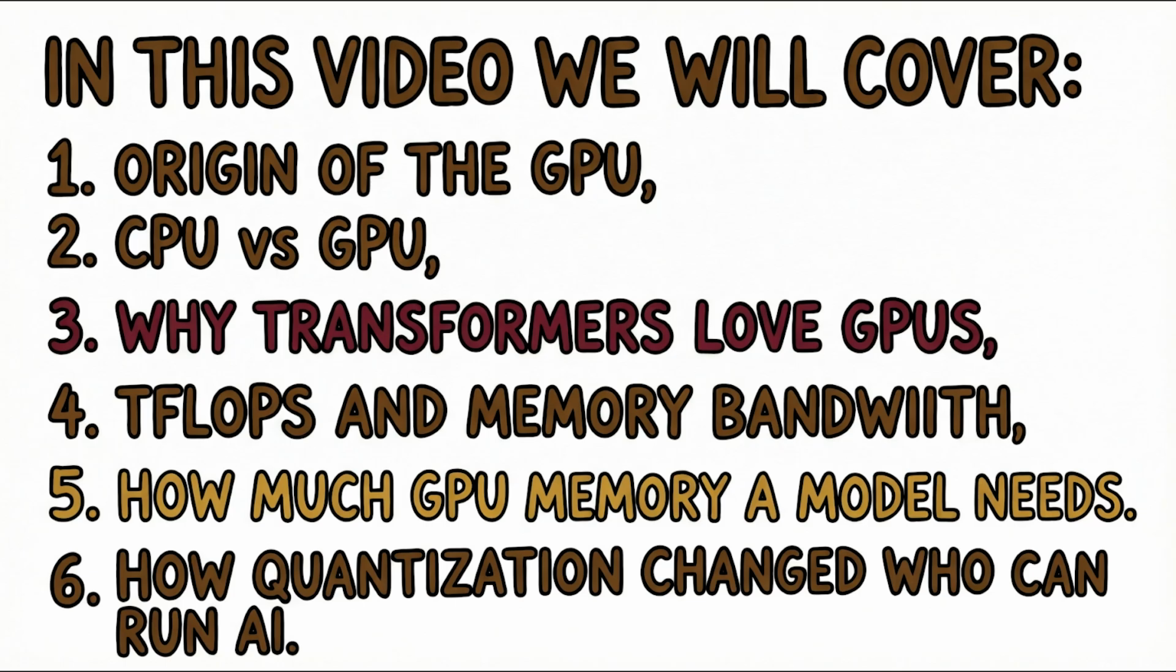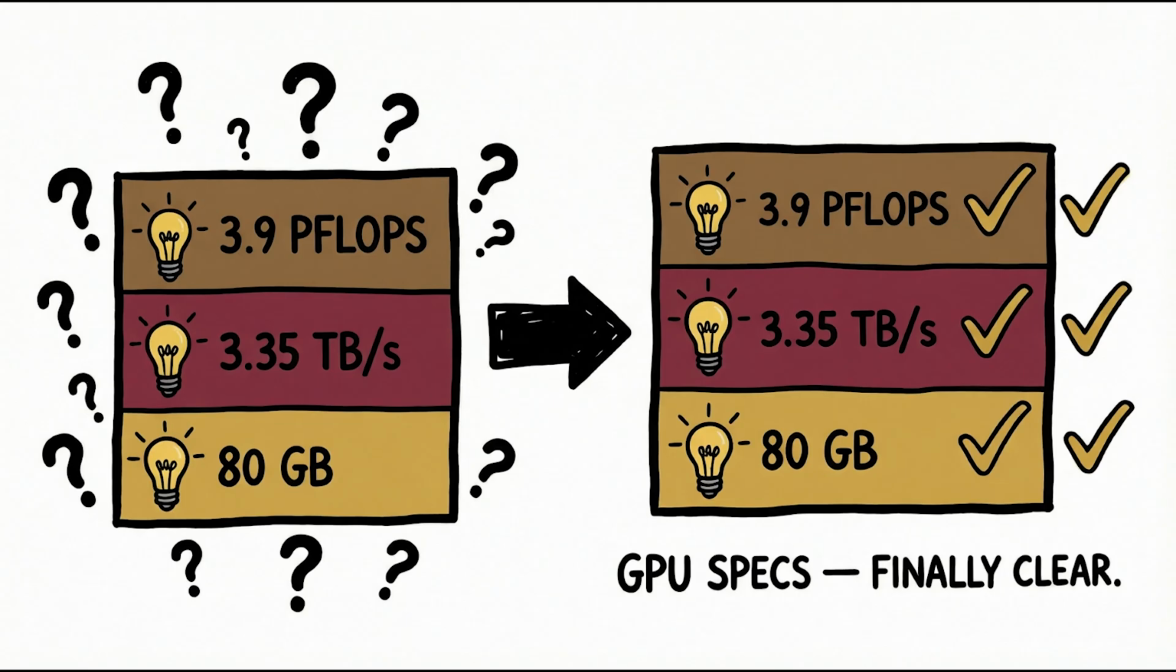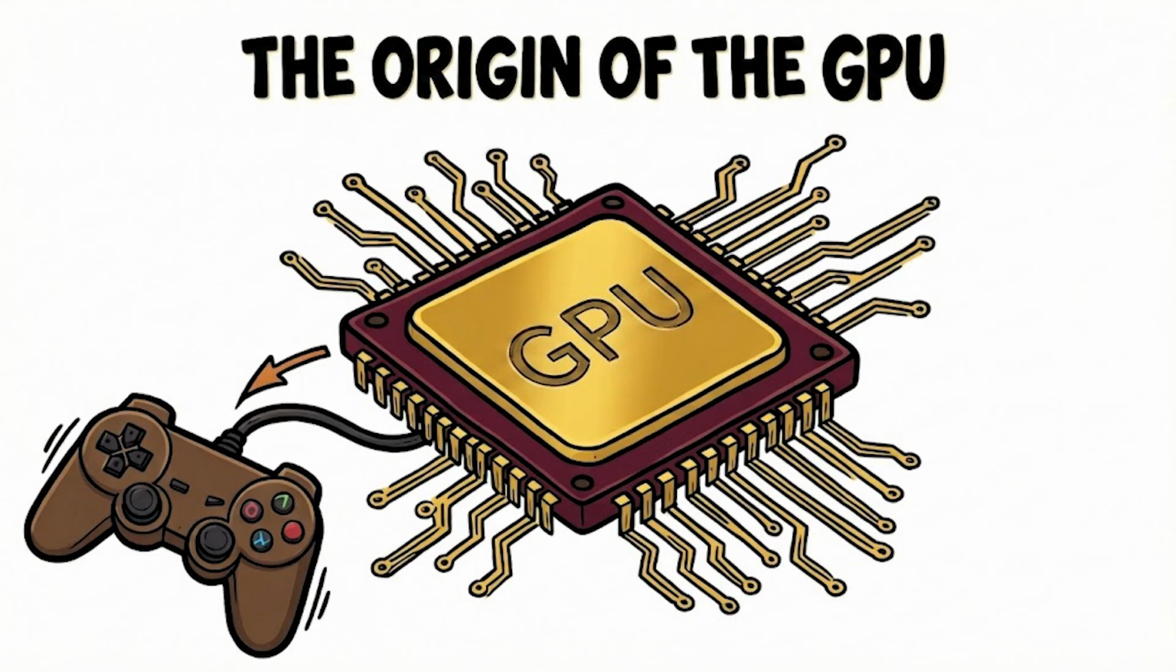We will cover where GPUs came from, how they differ architecturally from CPUs, why transformer operations map so naturally onto GPU hardware, what TFLOPS actually measures, and why memory bandwidth often matters more, how to calculate exactly how much GPU memory a model needs, and how quantization changes who can run AI. By the end, GPU specifications will stop feeling like marketing numbers and start making intuitive sense. Let's look at the origin of the GPU.